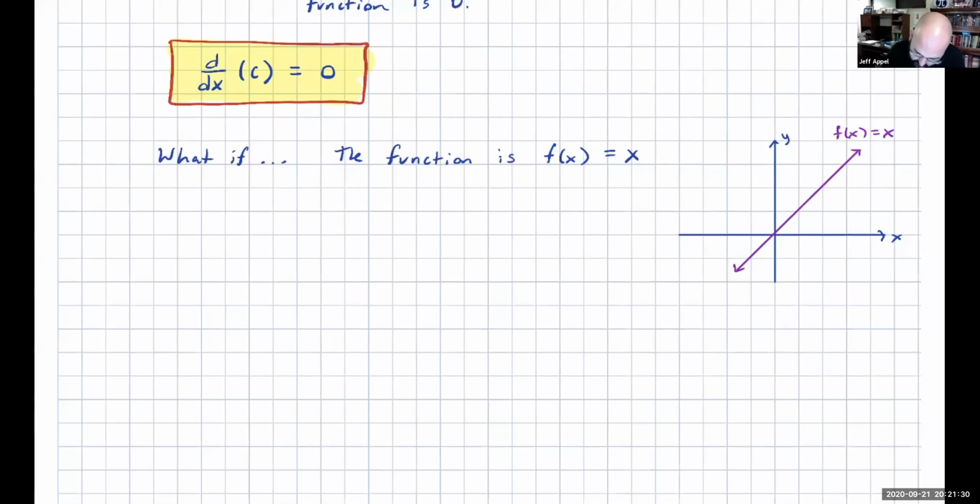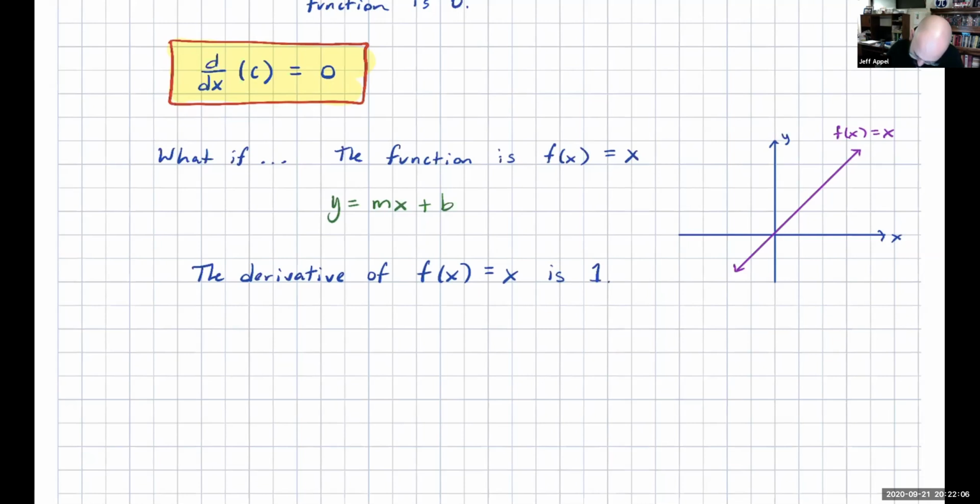Remember back to your very early algebra days when you learned about equations of lines, and you learned them in this form, and you learned that the number in front of x, that's the slope of the line. So in this case, the number in front of x, the coefficient of x, is 1. So we would say the derivative, or again, the slope if you prefer, right? The derivative of f of x equals x is 1.